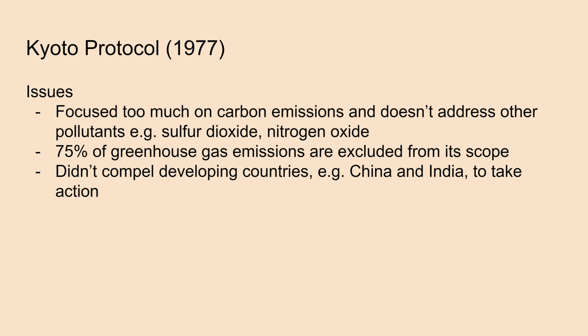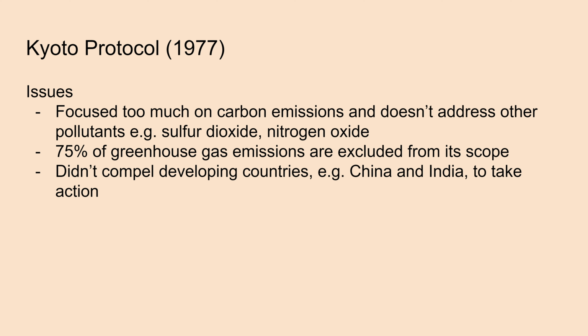So some issues with the Kyoto Protocol are that it focuses too much on carbon emissions and doesn't address other pollutants, just sulfur dioxide and nitrogen oxide. 75% of greenhouse gas emissions are excluded from its scope, and it didn't compel developing countries such as China and India to take action.